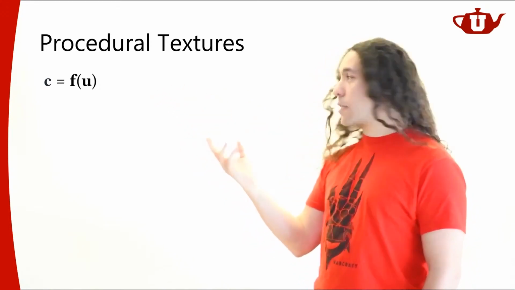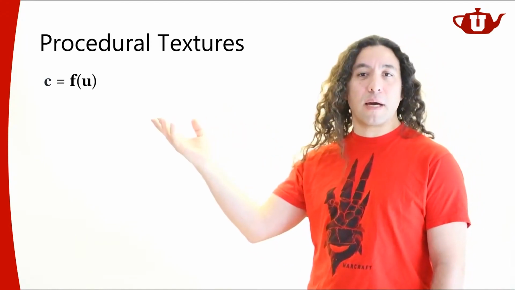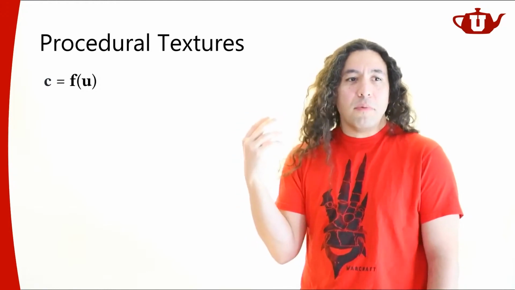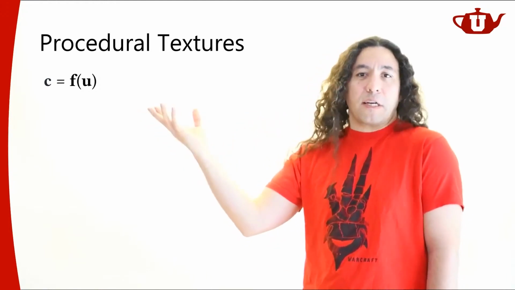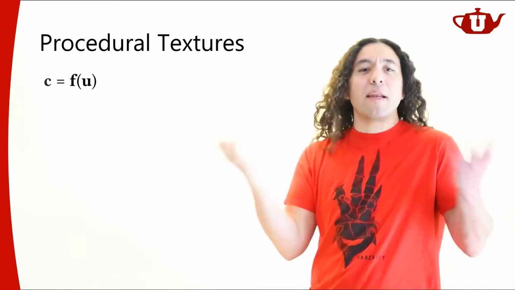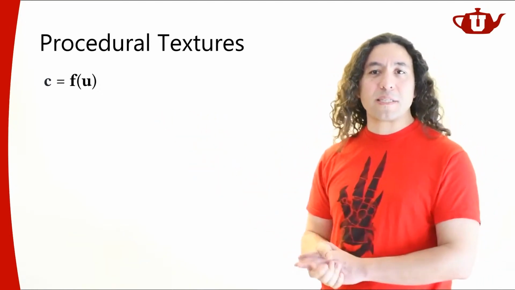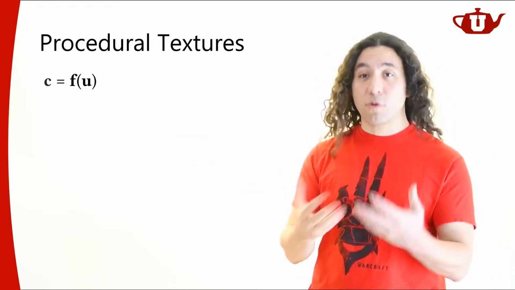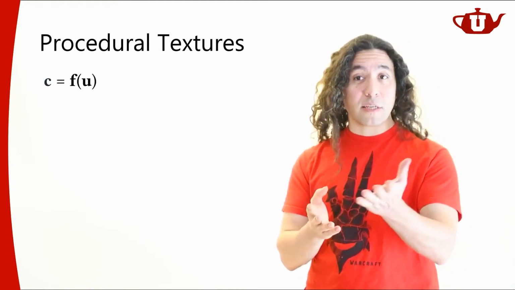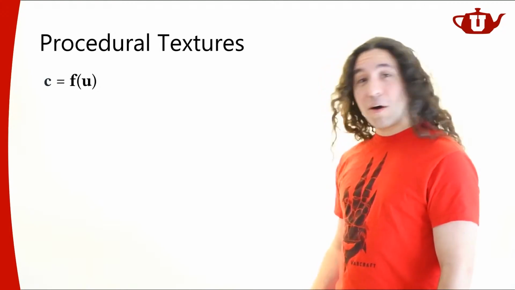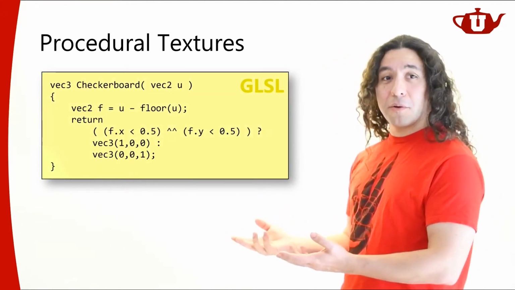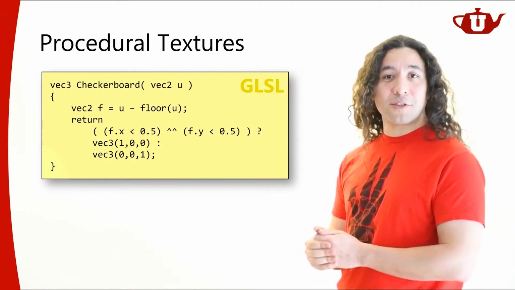So what's a procedural texture? It's basically a function. You give it some coordinate, and it tells you the value of the texture. What can be a function? It could be anything. You don't even need to express it mathematically; you can express it algorithmically. So here's an example of a procedural texture implemented on the GPU. This is GLSL code for a checkerboard texture.